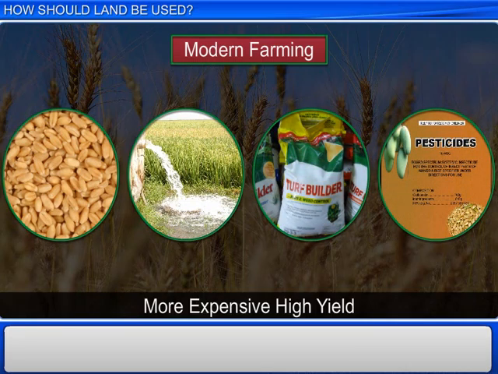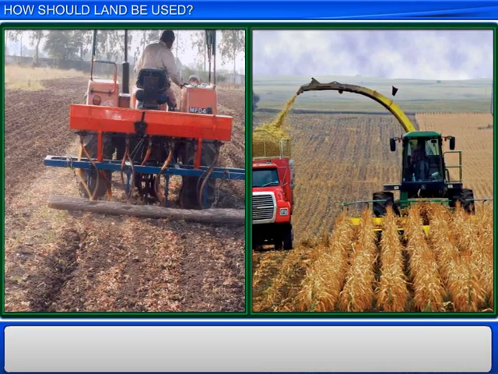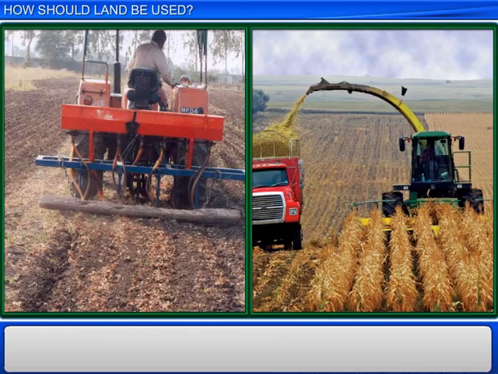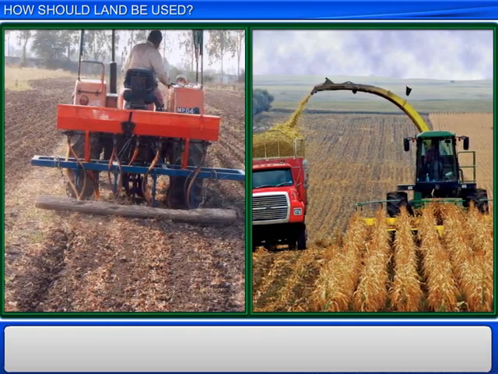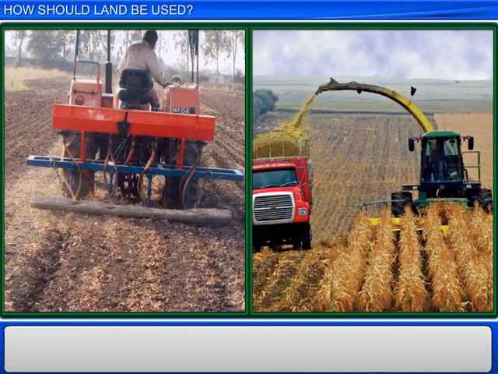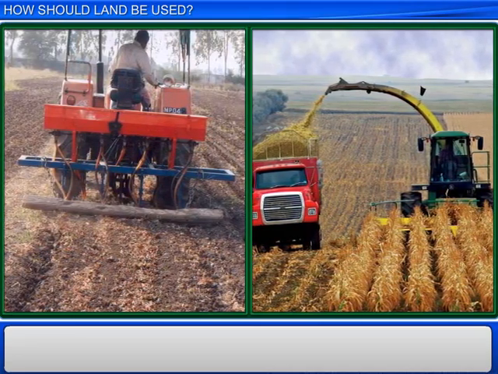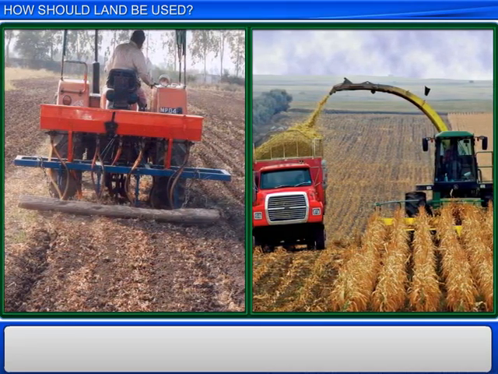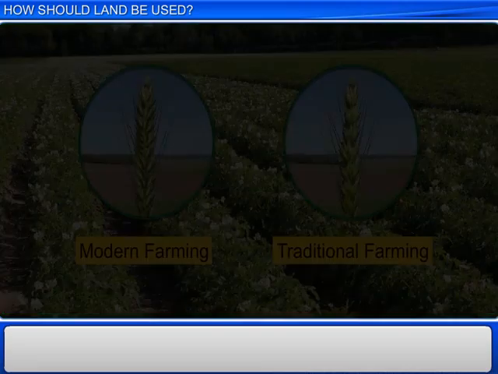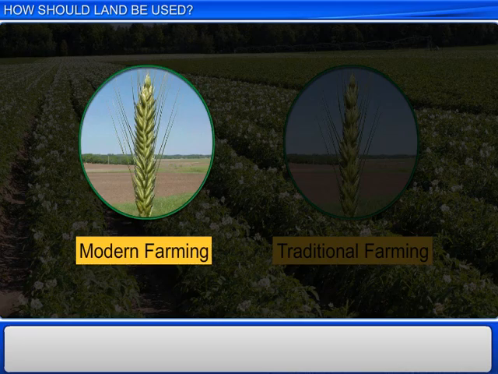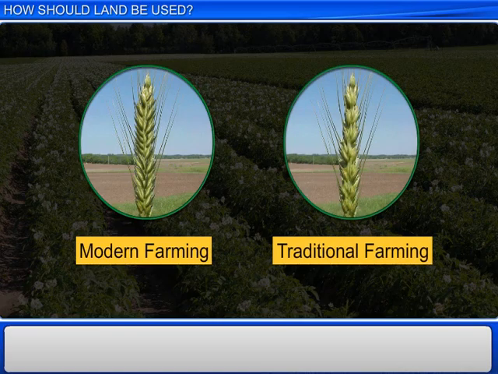With increasing yield, big farmers invested in farm machinery like tractors and harvesters. These machines speeded up the work, but increased the farmer's expenditure on fuel and maintenance. The high-yield seeds used in modern farming produce more grain on each plant as compared to traditional seeds. This is how farmers get a higher yield through modern farming.